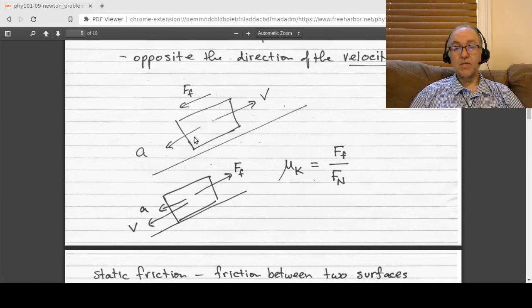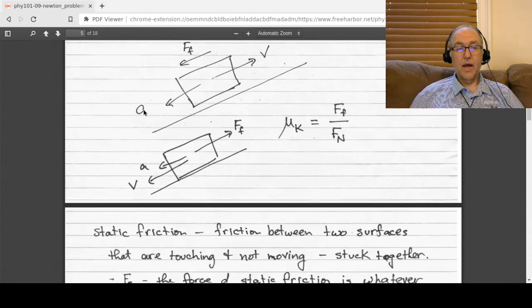So in these diagrams, even though I drew the acceleration, just ignore the acceleration. V is uphill, F is downhill. V is downhill, Ff is uphill, okay? And, of course, the coefficient of kinetic friction is Ff divided by FN. Sorry, not the magnitude, but the coefficient of kinetic friction is Ff divided by FN. So there you go. There's the story with kinetic friction, and you already saw a problem with that.